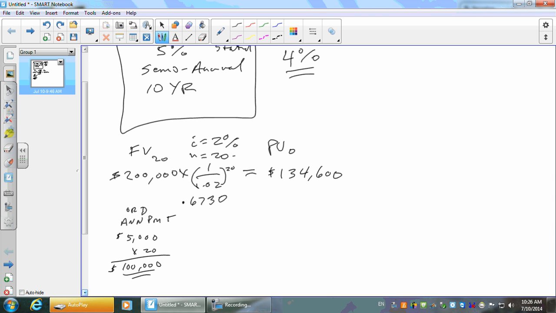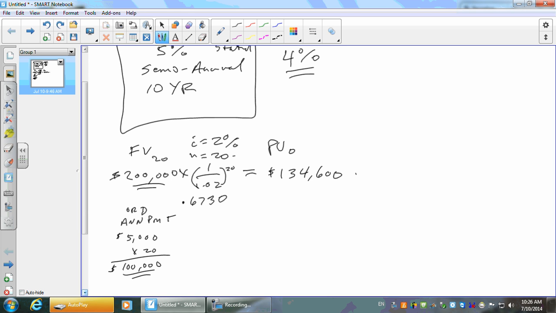Okay, so this bond is going to pay off how much at the end? 200,000 of face amount, right? And then how much is it going to pay during the term of the bond? Interest payments totaling 100,000. It's going to pay back 300,000, no matter what you pay for it. Everybody agree? Okay. Isn't it going to pay back 300,000? Okay, we're good. So the principal's worth 134.